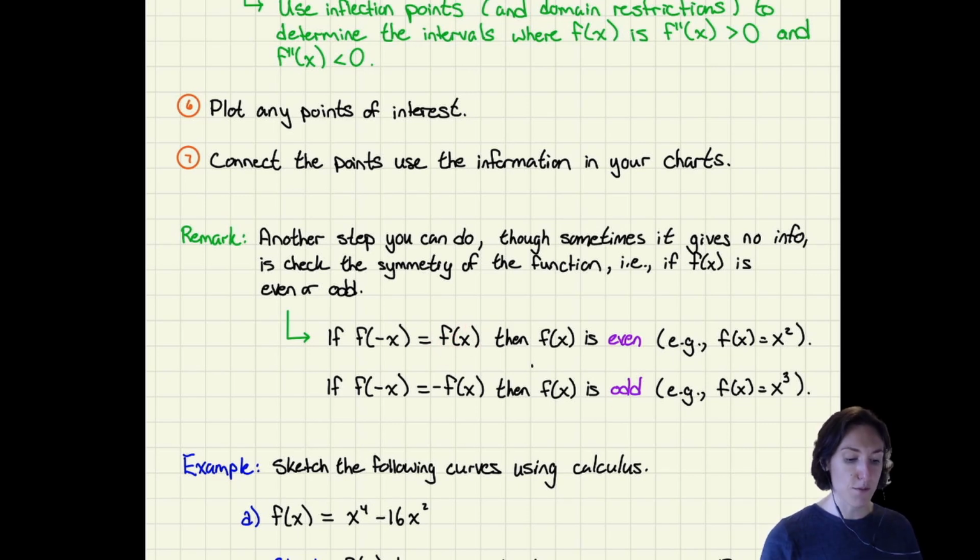For odd, if you plug in negative x and you are able to factor out a negative in front of the function, that's an odd function. But a lot of functions don't have symmetry, either even or odd symmetry. So this doesn't always work, but sometimes it does, for polynomials especially.